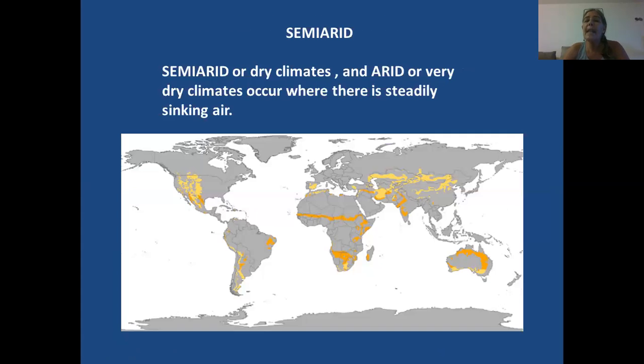Okay, then we have the semi-arid climate. Semi-arid or dry climate and arid or very dry climates occur where there is steadily sinking air. Remember that the cool air is sinking, and that creates the areas where we have almost desert-like conditions. Semi-arid is where there's almost no humidity, it's a dry climate, and arid is where there's definitely no humidity at all. There barely is any rain, okay? So you can see the shaded areas in the map in orange and in yellow.